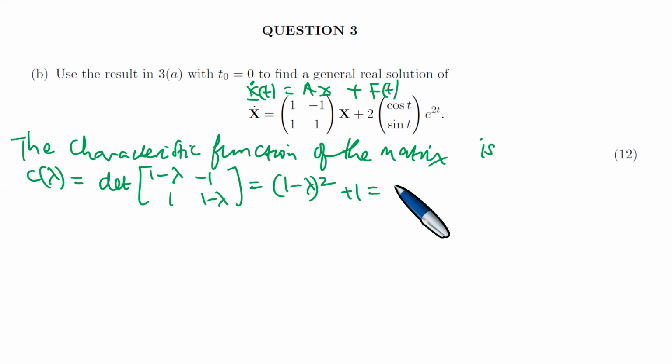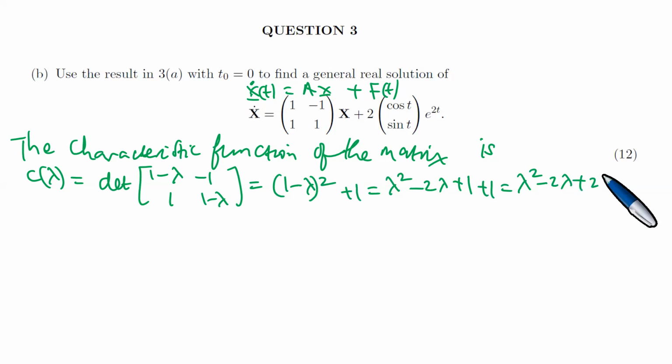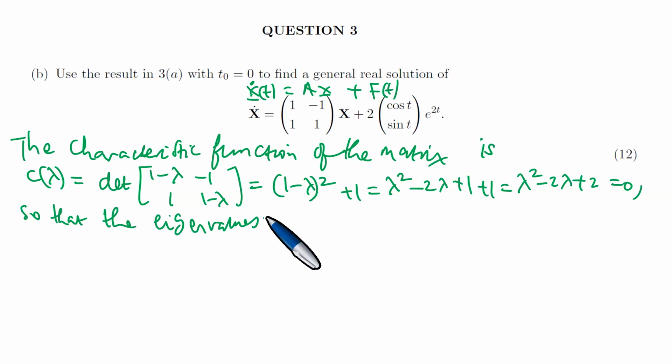So, okay, we expand this. If you expand this, what do you get? It's obvious, you can write it as minus 2 lambda plus 1, or the other way around, because the lambda is after the 1, and then you add 1. Plus 2 equals 0. So the eigenvalues are given by, okay, what are they?